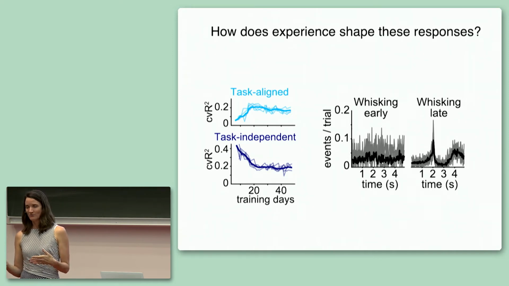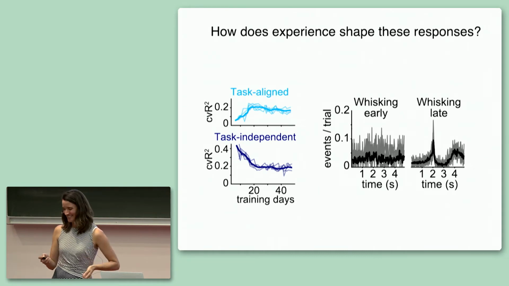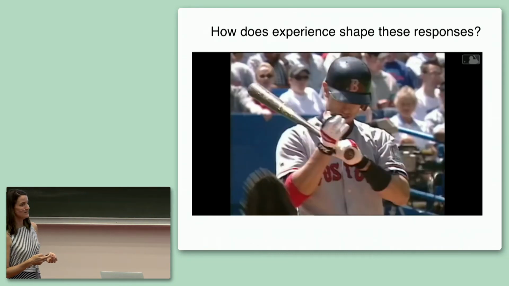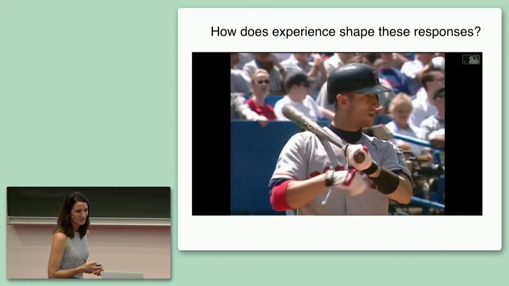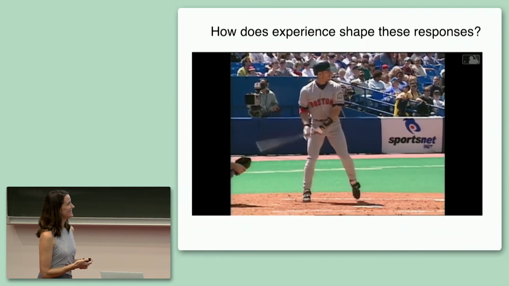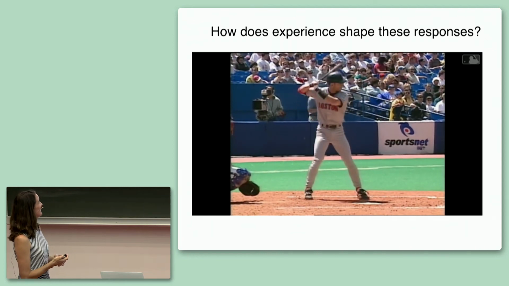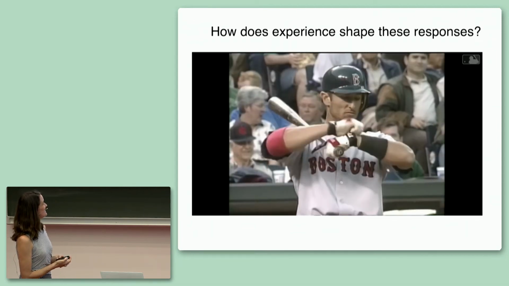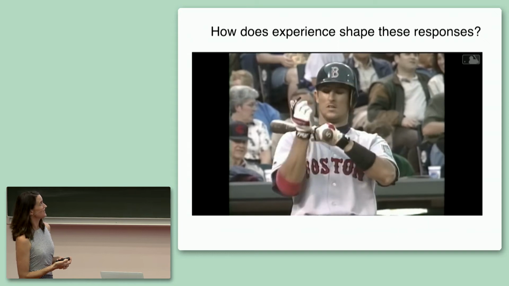Musicians are one example of this. But another example is baseball players. Here you see Nomar Garciaparra, a professional baseball player for the Boston Red Sox. And he's got massive task-aligned, uninstructed movements.